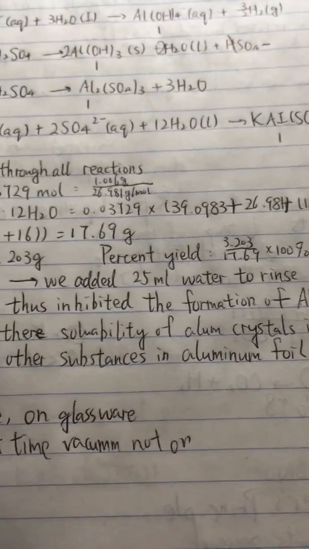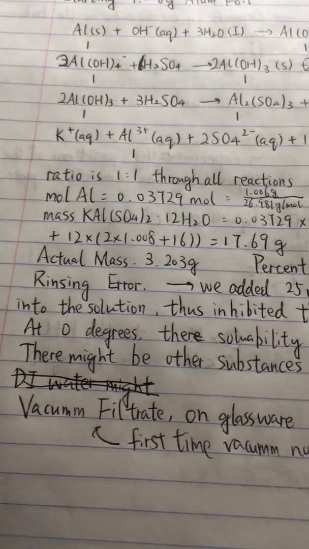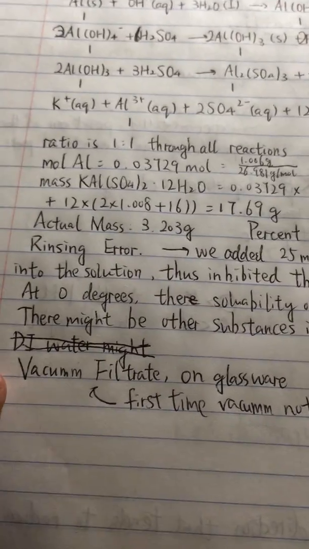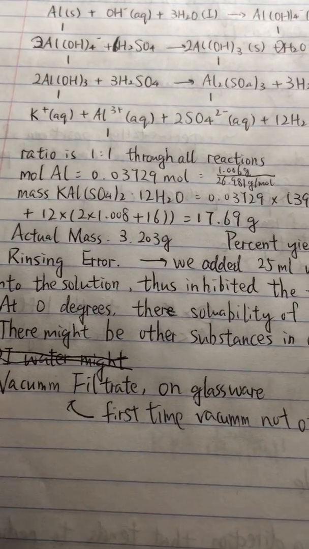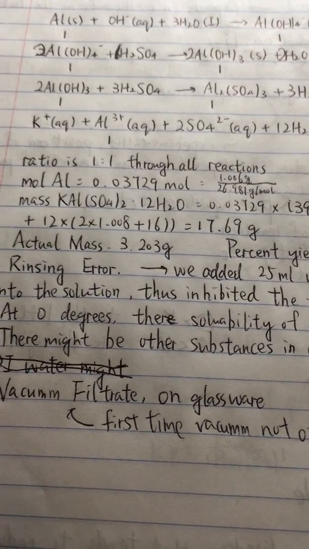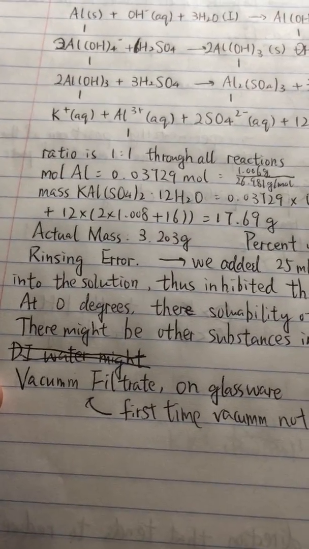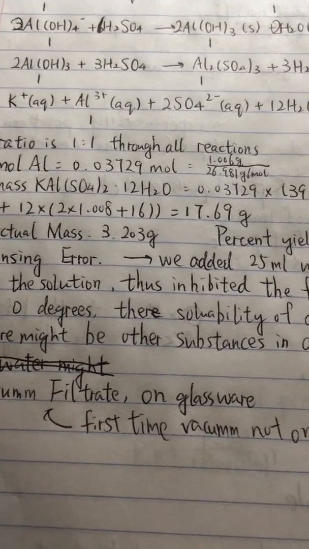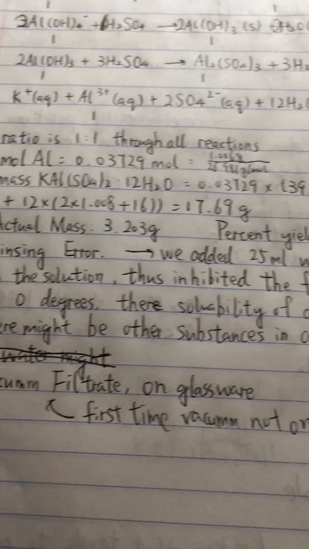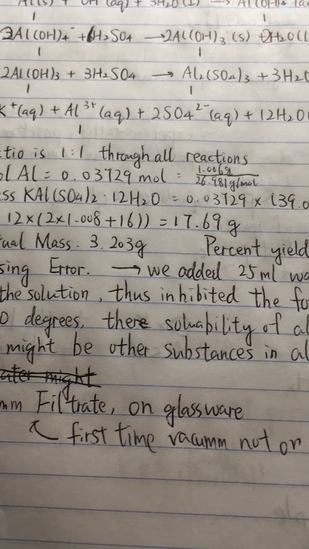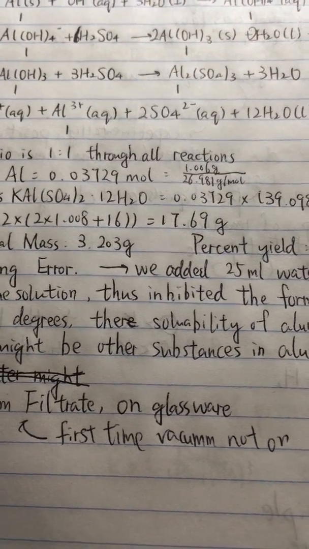There also might be other substances in the aluminum foil, which means the aluminum is not pure. And when we were vacuum filtrating the first time through, we actually didn't let the vacuum in. It's just air inside. So I think that constituted most of the problem for our percentage losses, because I think a lot of the solution actually didn't go through.